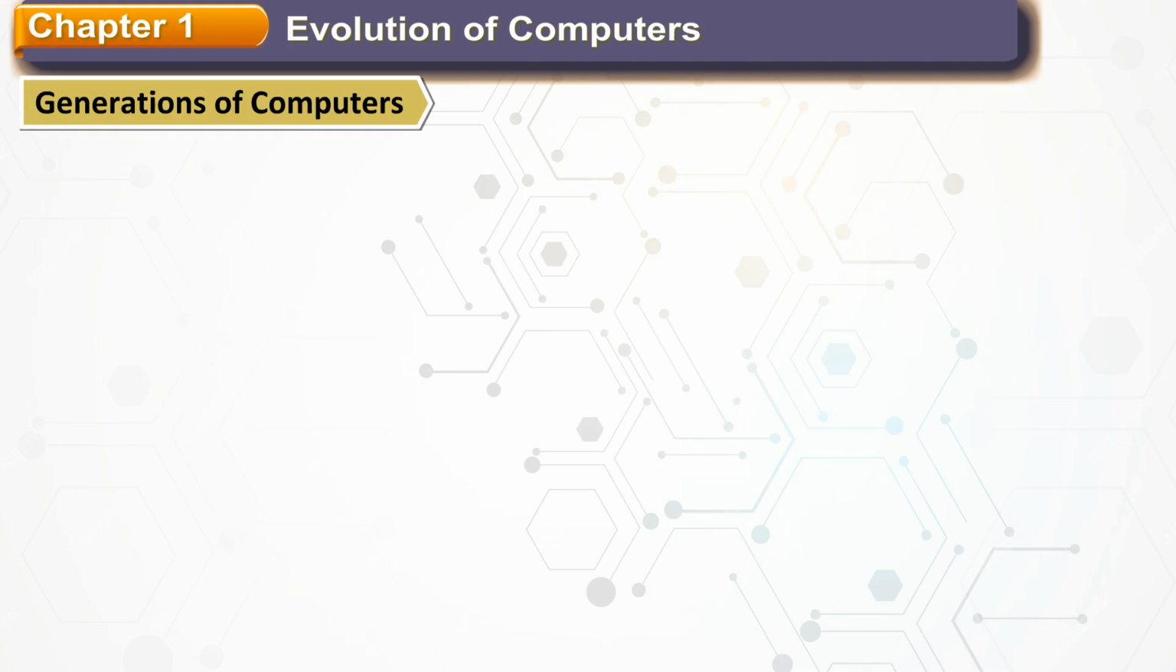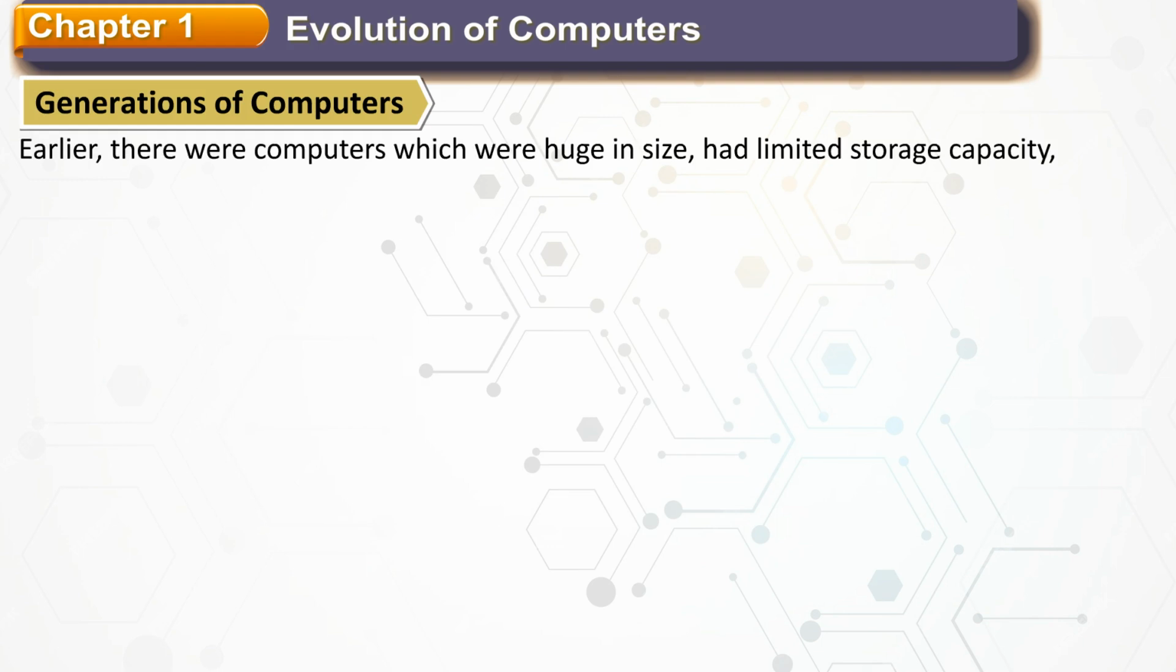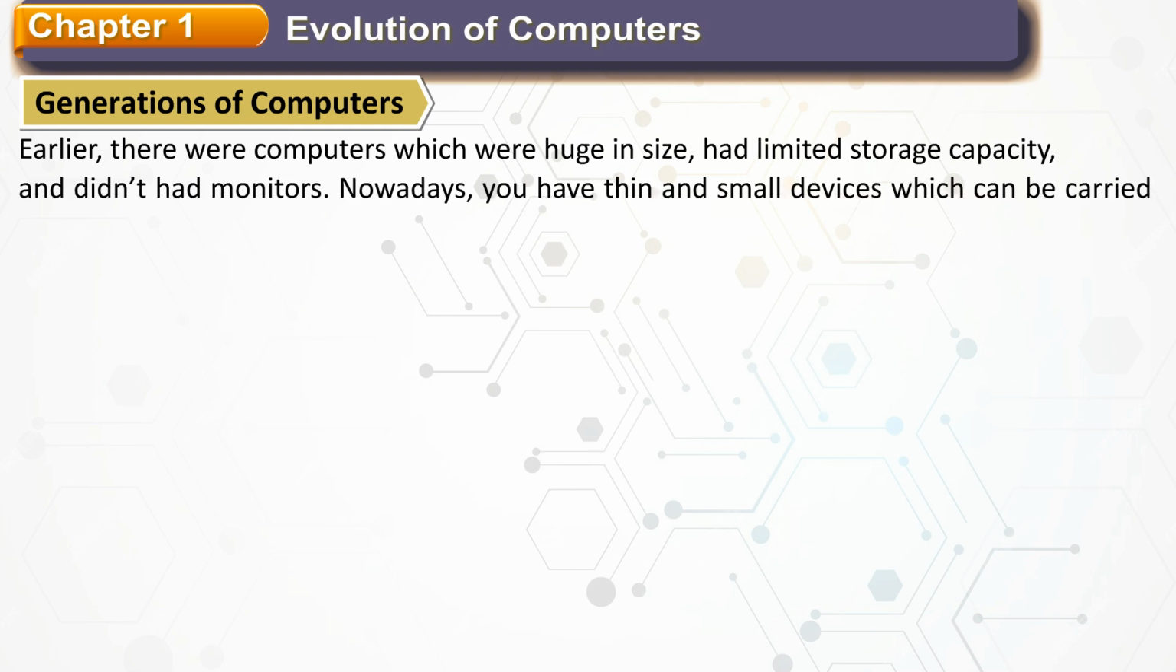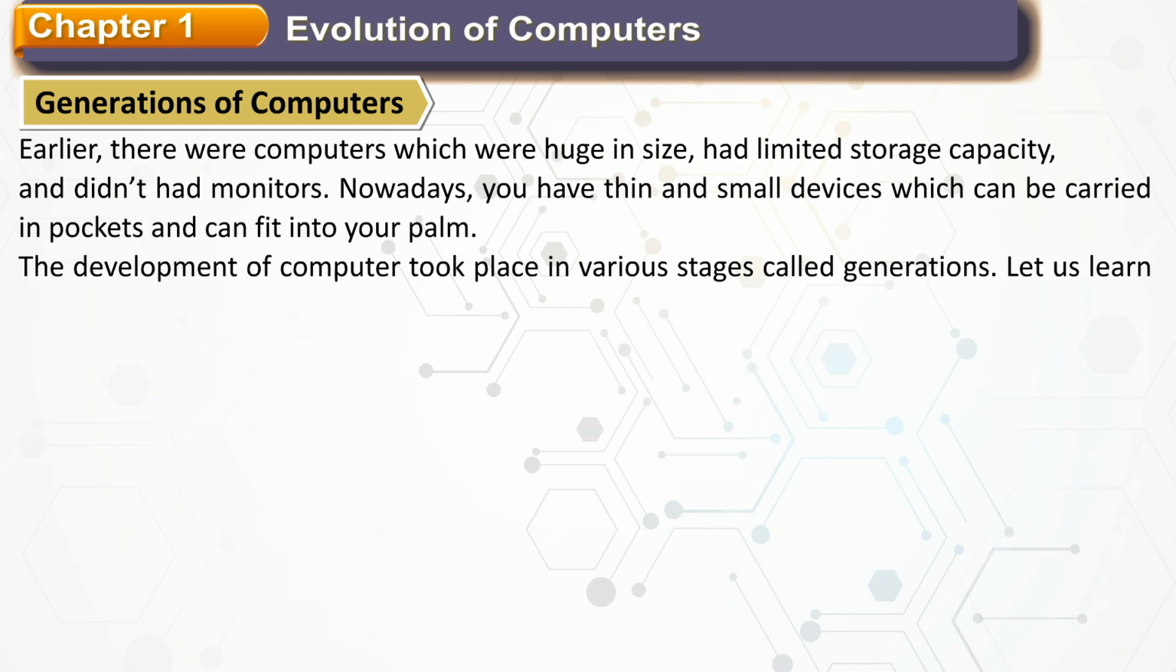Generations of computers. Earlier, there were computers which were huge in size, had limited storage capacity, and didn't have monitors. Nowadays, you have thin and small devices which can be carried in pockets and can fit into your palm. The development of computer took place in various stages called generations. Let us learn about them.